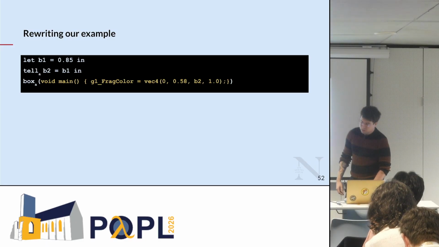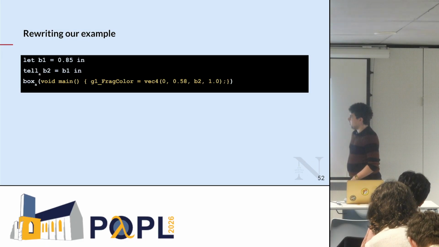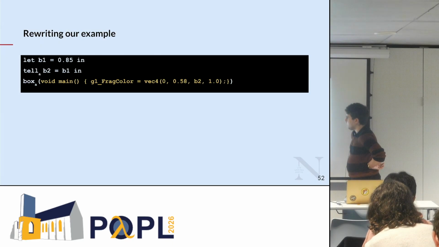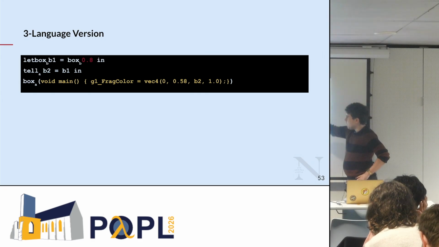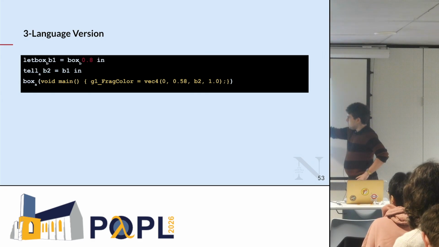So we can rewrite our example. If you let me put in a regular let binding in there, this would be our rewritten example in our language, which is great. And here's a 3-language version if you don't like the regular let binding, if you want letbox being used. There it is. And this red language over here introduces 0.8. And then you can imagine some substitutions happening and it ends up there in the yellow language.